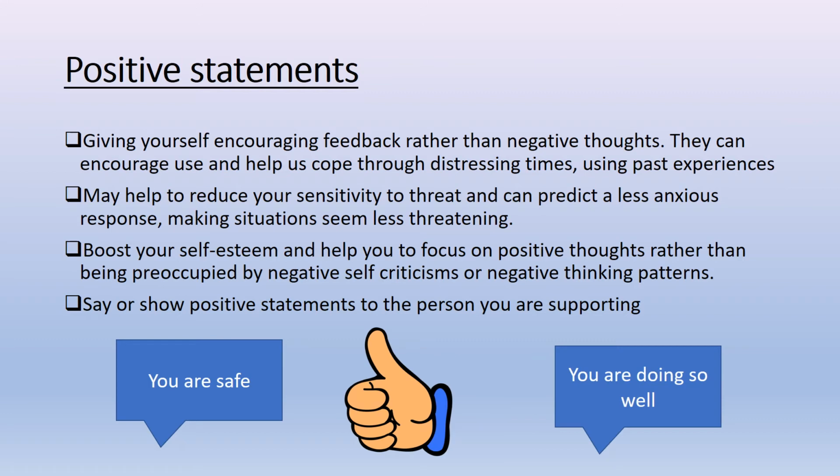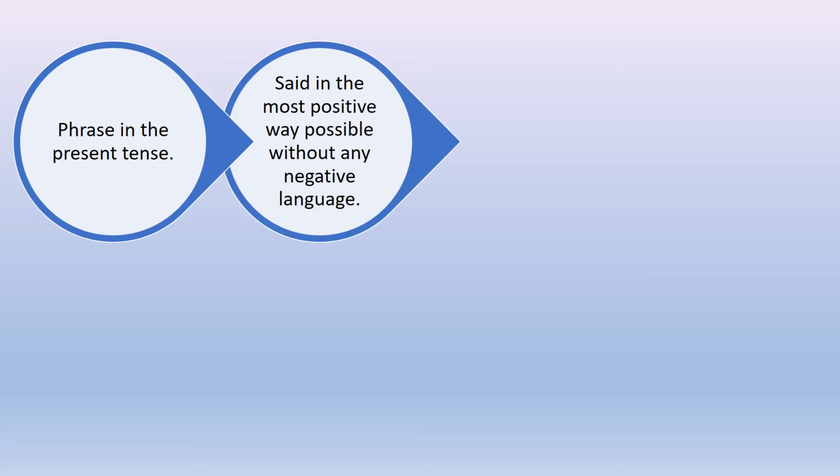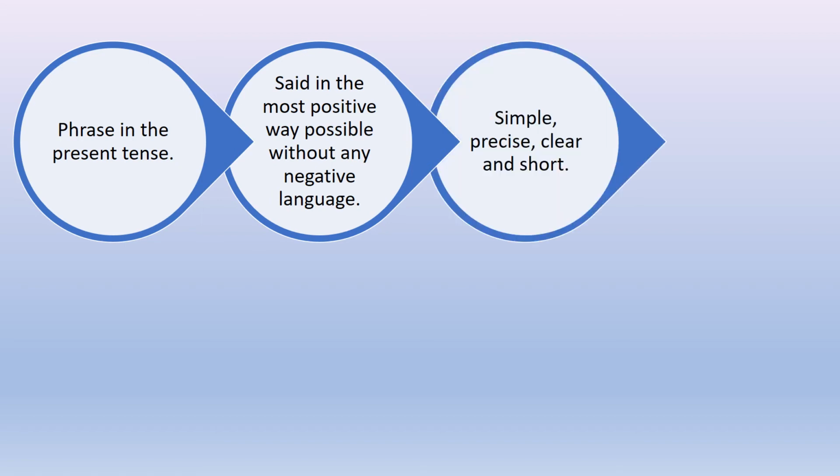Here are some top tips for creating positive statements. Positive statements should be phrased in the present tense. For example, I am able to support X. I have all the tools I need. They should be said in the most positive way possible without any negative language. For example, instead of "I must stop panicking," say "I am calm." The statement should be simple, precise, and clear. Keep them short so that you can say them in one breath.